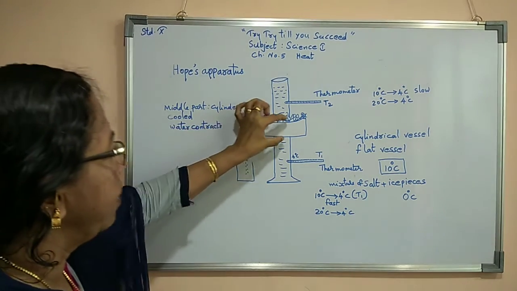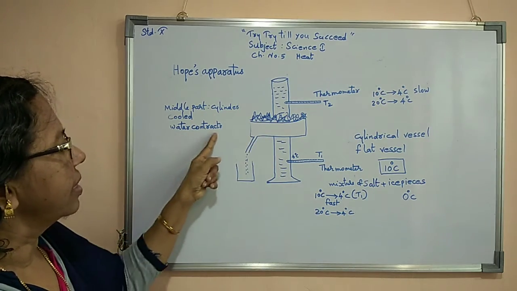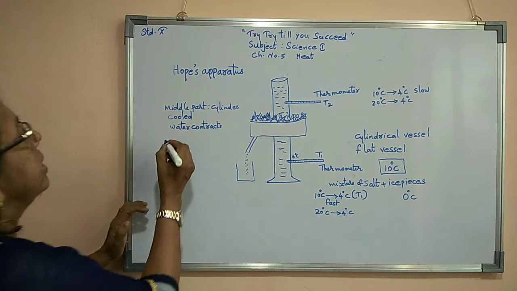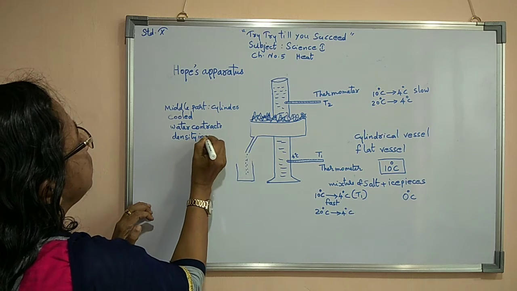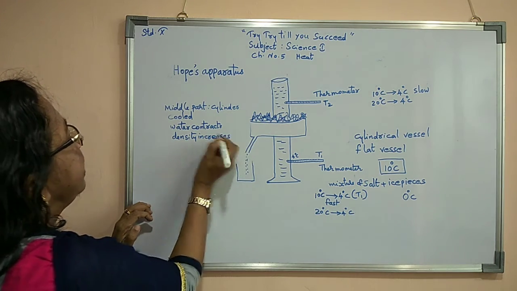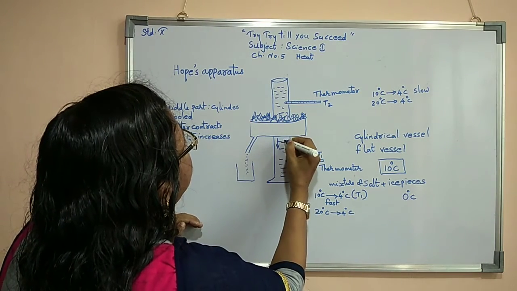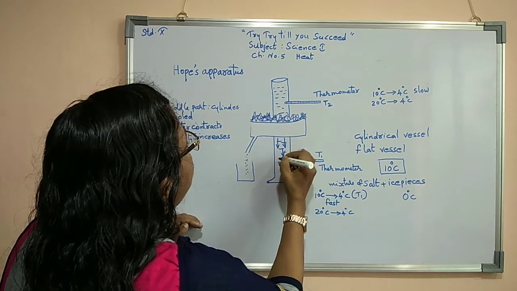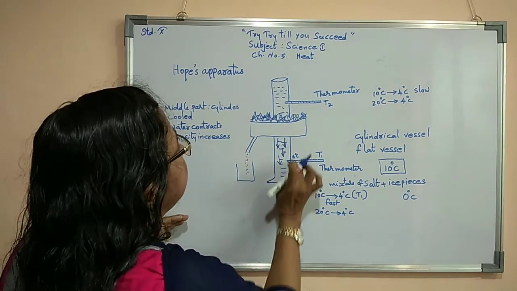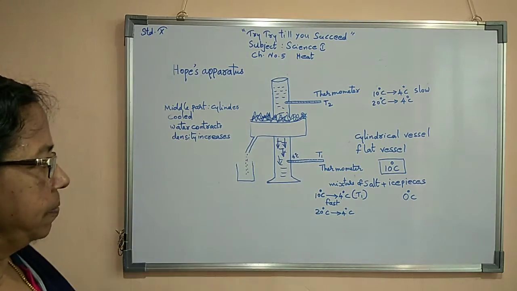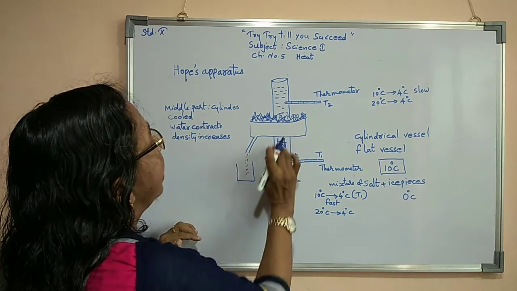At first what is happening? The middle part of the cylinder is getting cooled. As a result, the middle part water contracts. Once water contracts, its density increases. Its density, its weight increases. As a result, the cooled water starts to move in a downward direction, so at first this region will get cooled. You can find that the temperature lowering is taking place at the lower region.